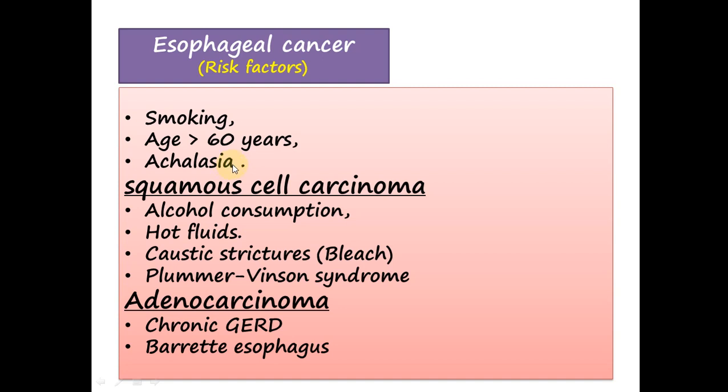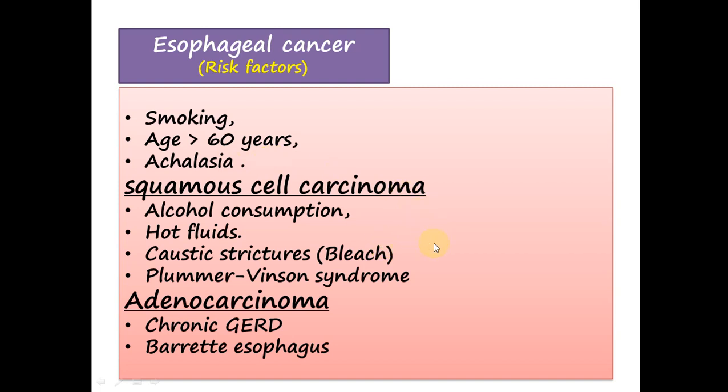Achalasia is a condition in which the lower esophageal sphincter is closed or nearly closed. So the food cannot easily pass from the esophagus into the stomach, and automatically the food will accumulate in the esophagus, forming the megaesophagus, and this persistent presence of food in the esophageal lumen is a risk factor for esophageal cancer.